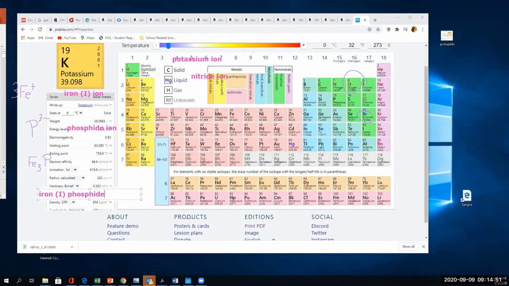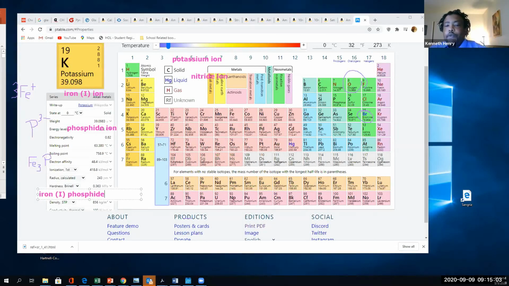So you determine the charge of the transition metal based on your negative ion? Yes, if you're given the chemical formula. But if you're not given the chemical formula, you have to pay attention to the Roman numeral. So here we have the Roman numeral, right? So the charge of that ion is +1.